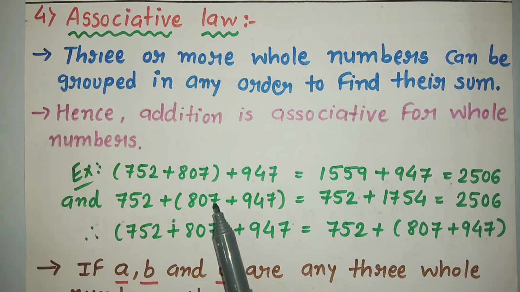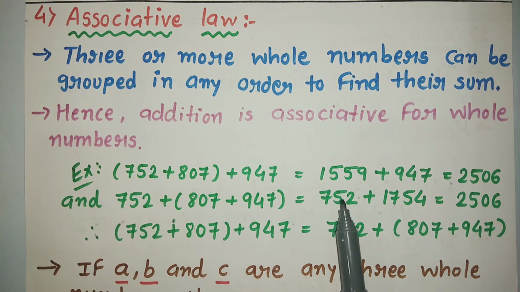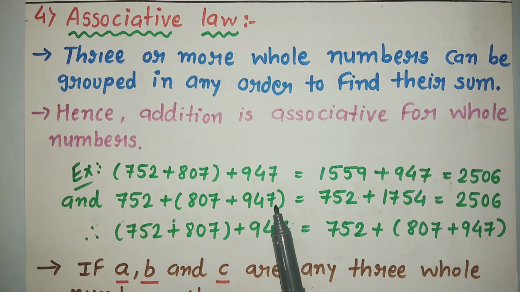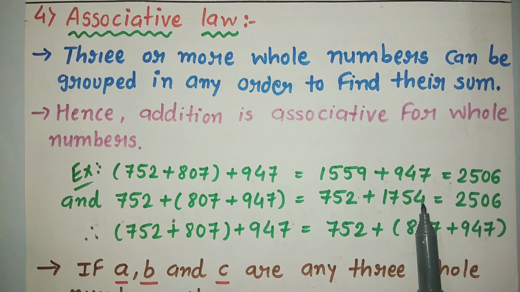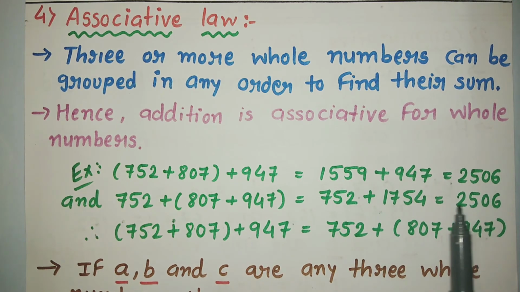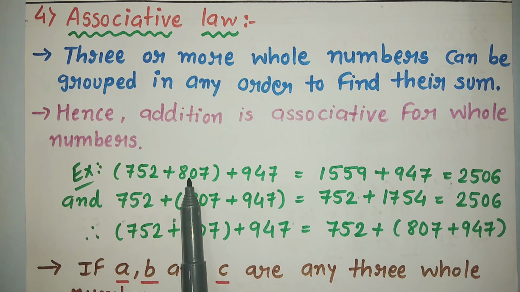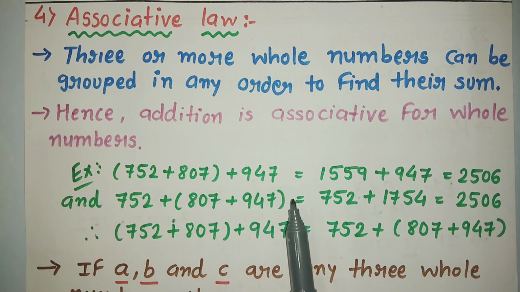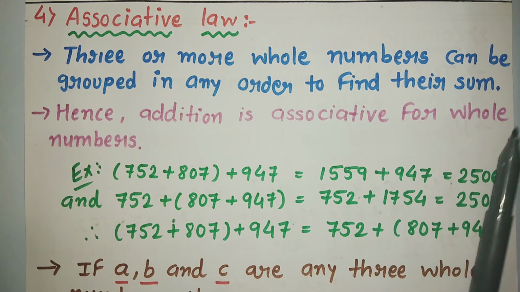In the first sum, I made the group of the first 2 numbers. Now in the second case I will add the last 2 numbers. So 752 will be there as it is. Now make the group of 807 plus 947. 807 plus 947 is 1754. So now add these 2 numbers. Our answer is 2506. So from these 2 sums, can I say that whatever group we make, the group of the first 2 numbers or the group of the last 2 numbers, our answer will be the same. So I can say that addition is associative for whole numbers.